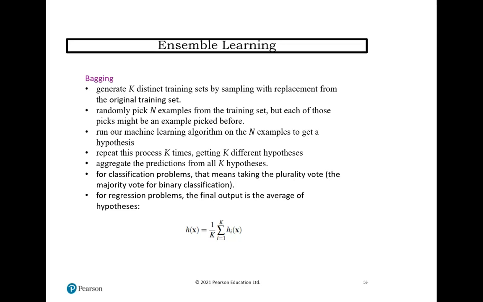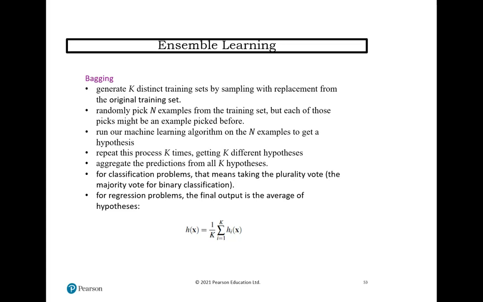Then I'm going to run my machine learning algorithm using this reduced set of features and these n examples to get one hypothesis. Now I'm going to repeat this process k times to get k different hypotheses. As you can imagine, every time we're resampling from the training data, we're resampling from the feature space, so we're going to end up with a different classification tree or model in general, or hypothesis in general.